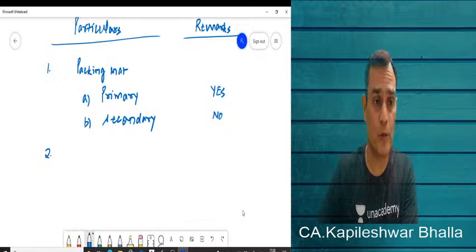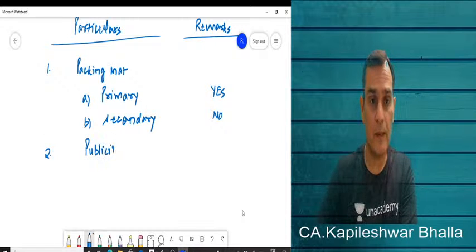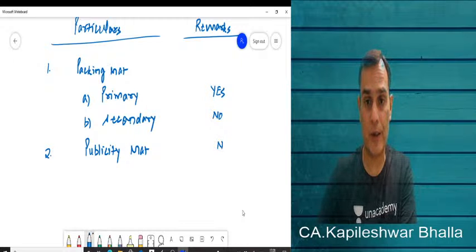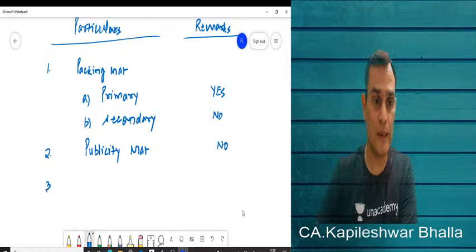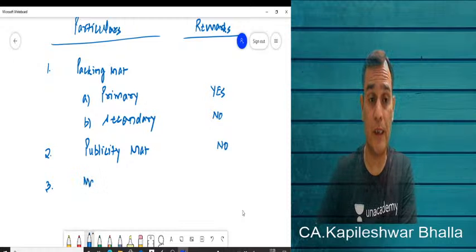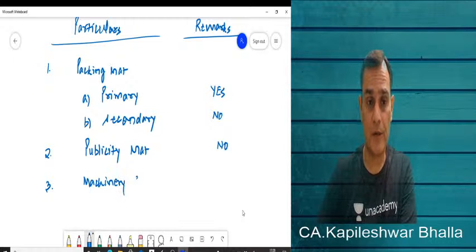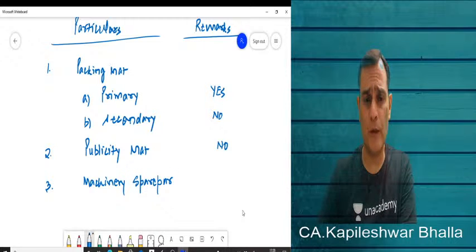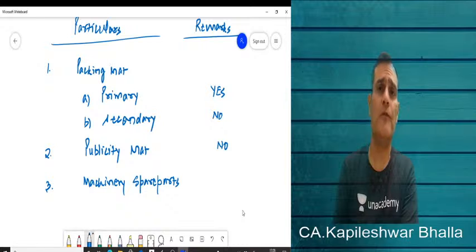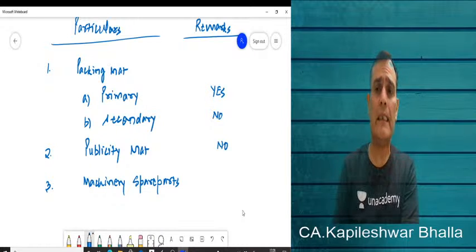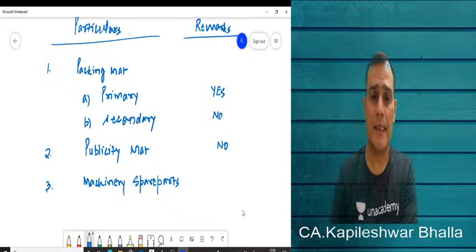And then we also made inputs on publicity material. The publicity material is something which is advertisement cost. Again, it's not inventory. And I also gave you another clarification, regarding the machinery spare parts. So we've got another clarification on machinery spare parts, though you will find this clarification on machinery spare parts given in the education material in Ind AS 16.